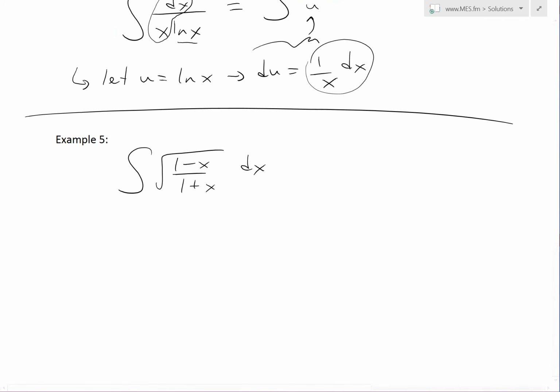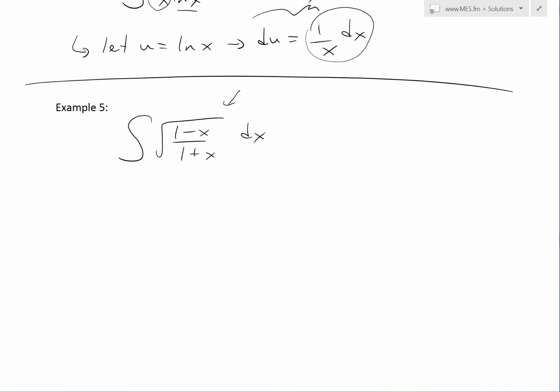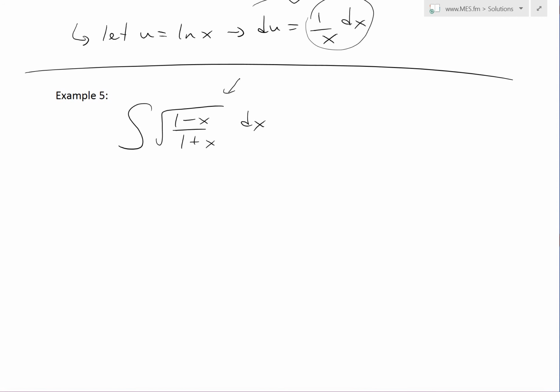And now the last example, example 5, finding the integral of square root of 1 minus x all divided by 1 plus x right here. Now we notice that this is a radical, but using substitution for this would just make things more complicated, because the derivative is going to be really complicated, where you have 1 minus x all divided by 1 plus x, so that's going to use the quotient rule, etc.